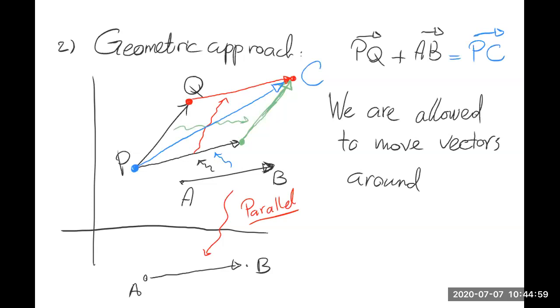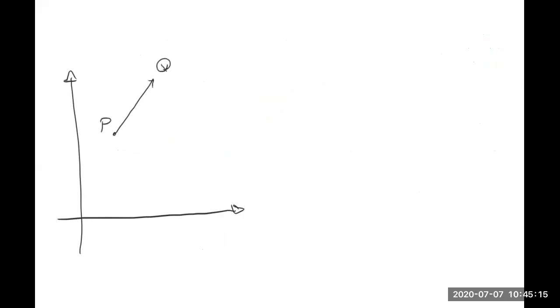Okay, so let me explain one more time. So I have two vectors. Let's say one of them is here, PQ. The other one is here. This time, let's change the direction. Let's say the other one is here, AB. And I am looking for PQ, this vector, plus AB, the other vector. How can I compute that geometrically?